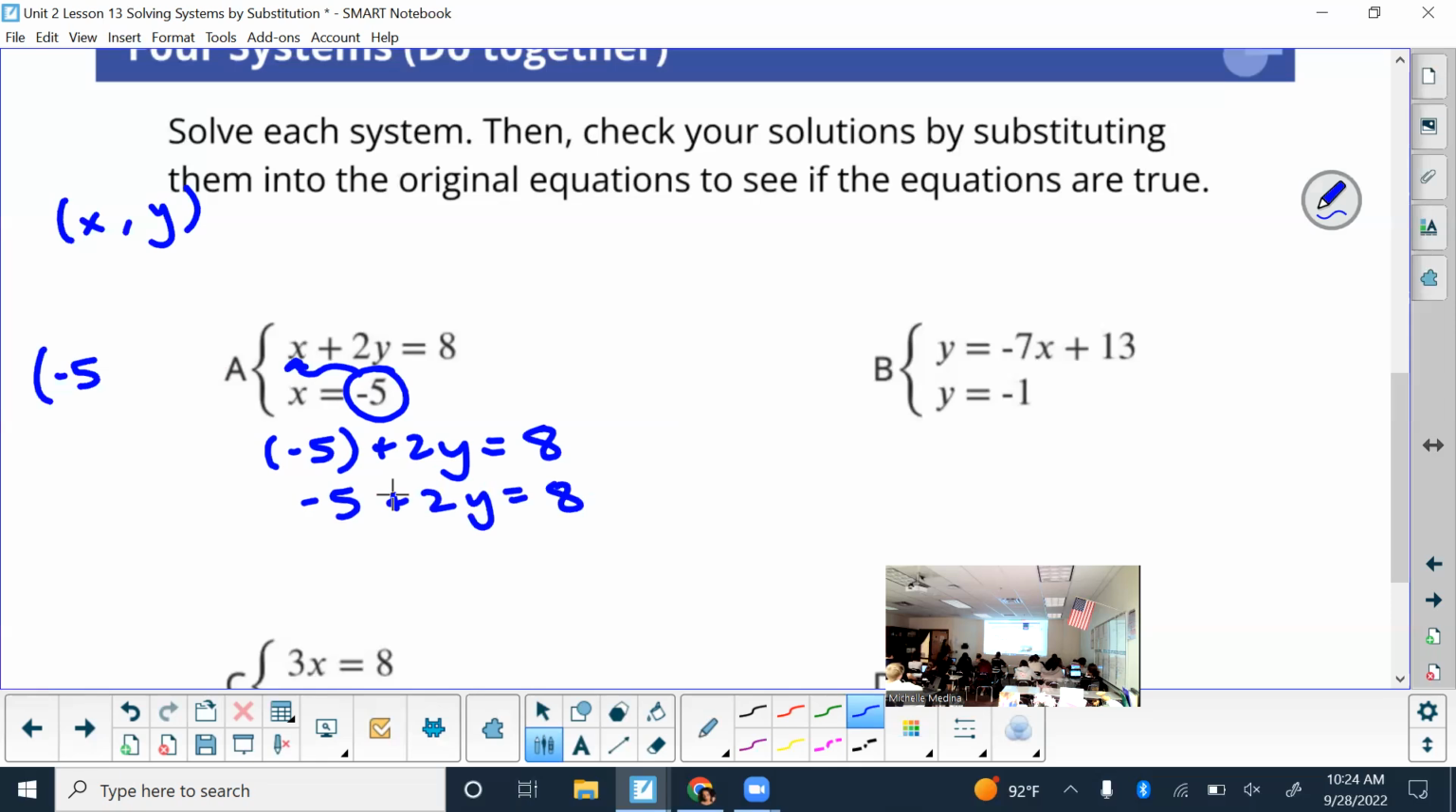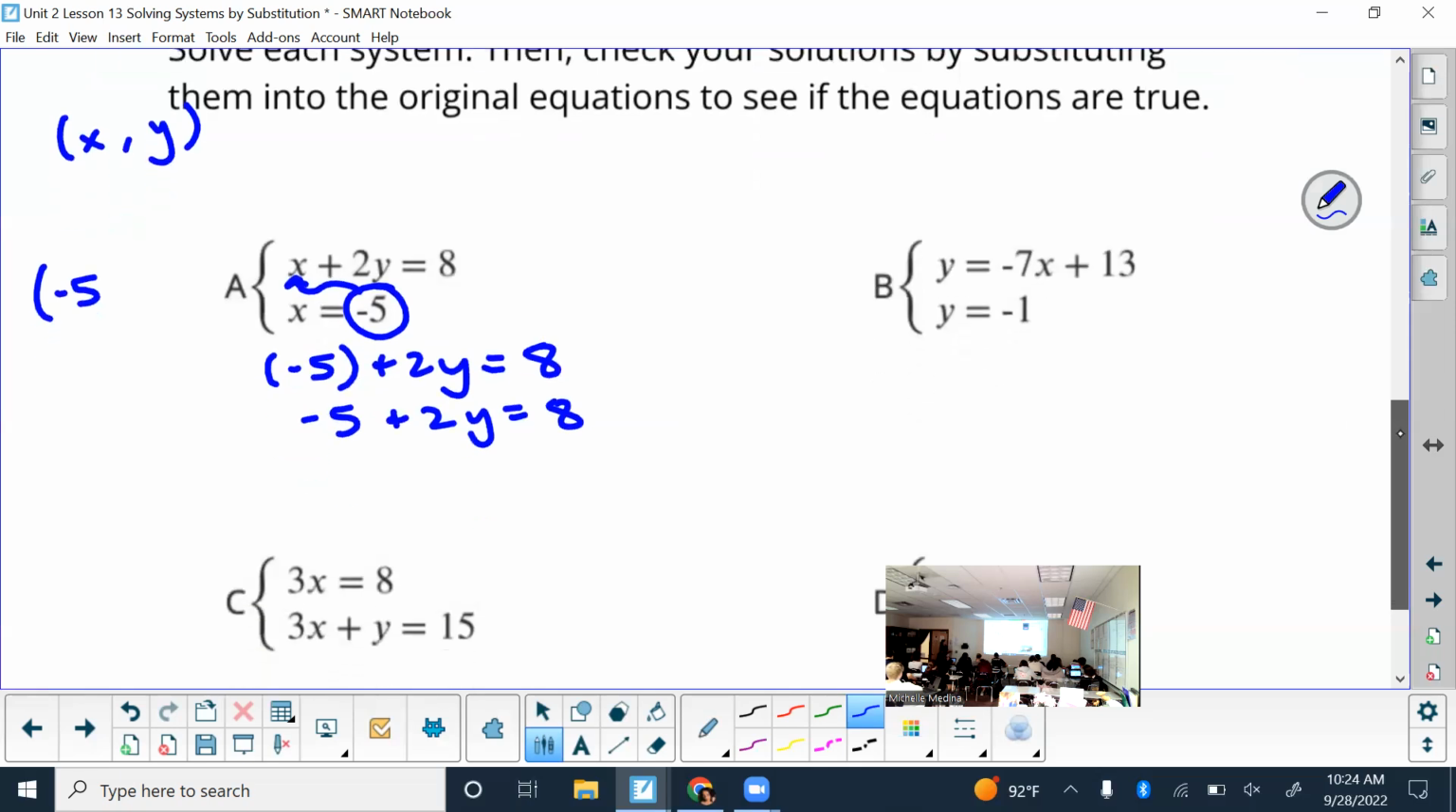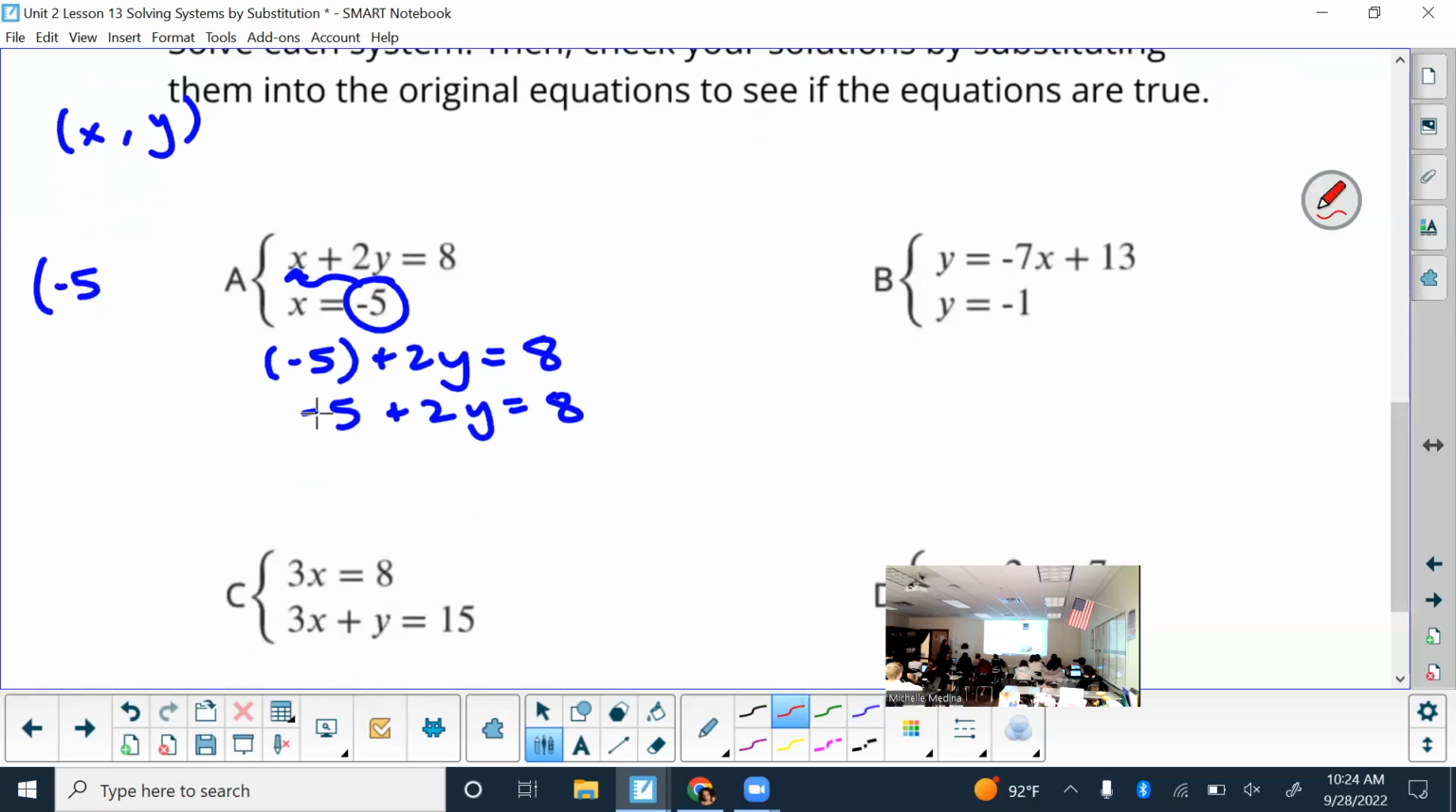What's farther from the y? How can I cancel a -5? Adding 5 on both sides would cancel out the -5 because we're trying to get the y by itself. Whatever you do on one side, you do on the other. Good. The -5 cancels. I have 2y equals 8 plus 5, 13. Opposite of multiplying by 2 is dividing by 2.